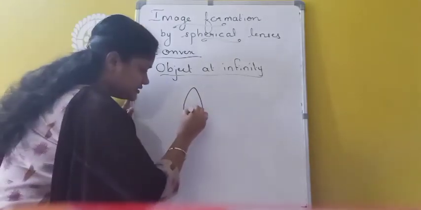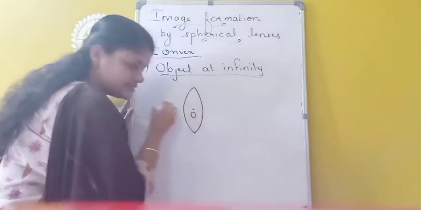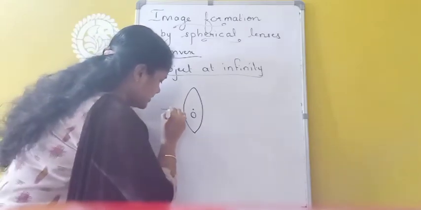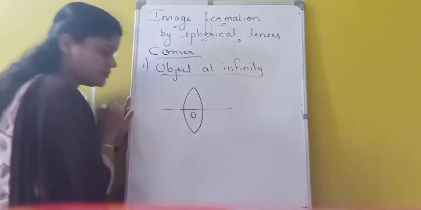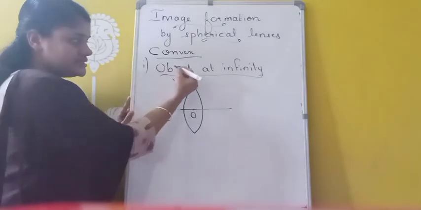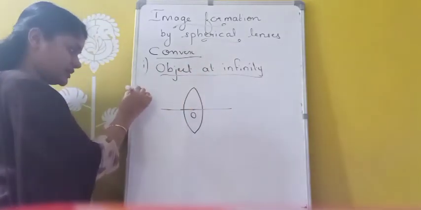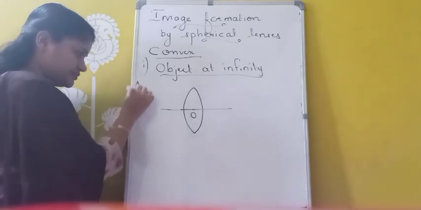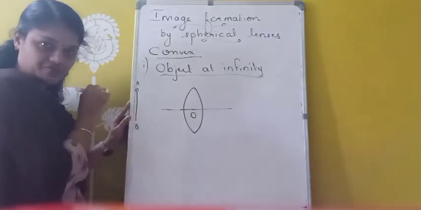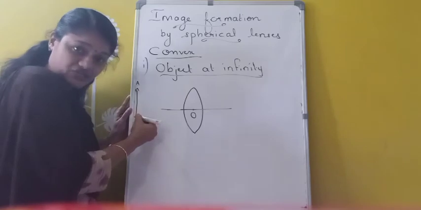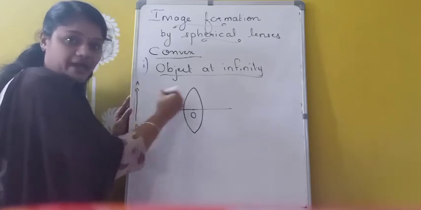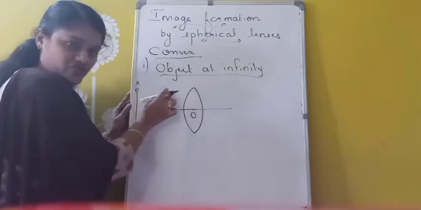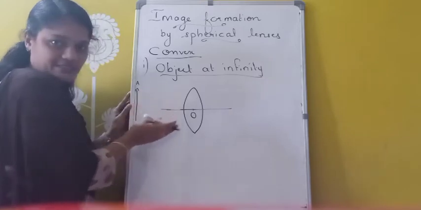Convex lens, and the center of convex lens is called optic center, and draw the principal axis. Principal axis, and here we consider the object at infinity. So at a long distance. Suppose AB is the object. So whenever the object is at infinity, light rays are coming parallel. So I am considering two light rays coming parallel to the principal axis.